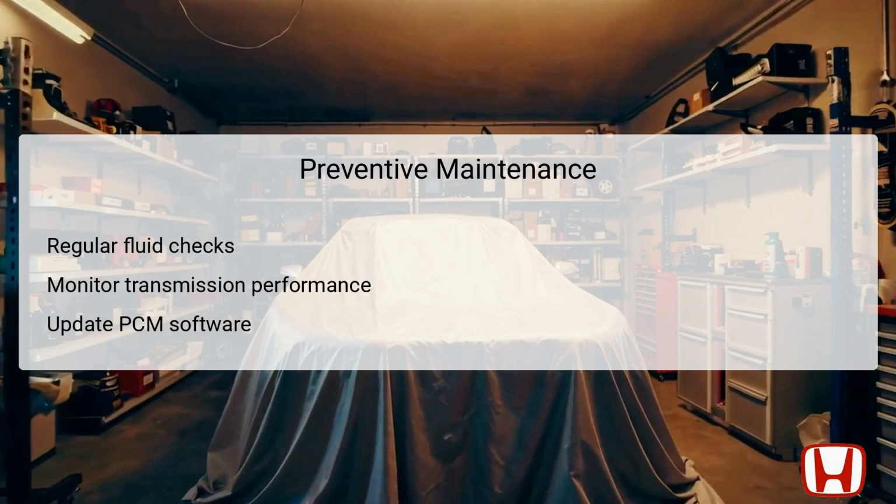Implementing preventive maintenance measures can significantly extend the life of the Honda Civic's transmission while minimizing the occurrence of issues like DTC P0970. Regularly checking the transmission fluid level and quality helps ensure the fluid remains effective in providing proper hydraulic pressure. Monitoring the overall performance of the transmission allows for early detection of potential issues, ensuring they can be addressed before they escalate. Keeping the powertrain control module, PCM, updated with the latest software optimizes transmission operations and may prevent error codes from appearing in the first place.